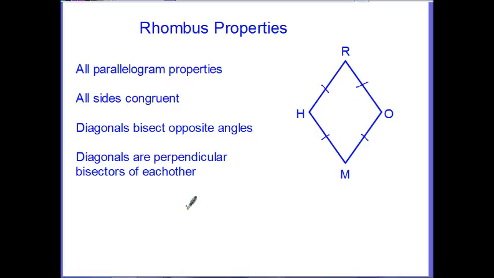Next, diagonals bisect opposite angles. So let's go ahead and draw in our diagonals. Our first diagonal is HO. Our second diagonal is going to be RM.